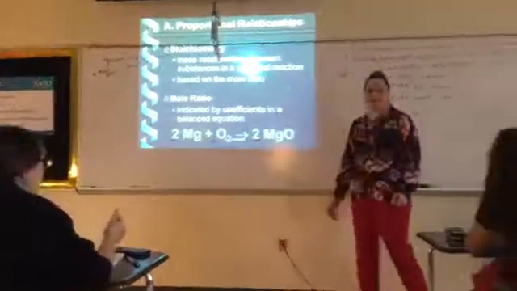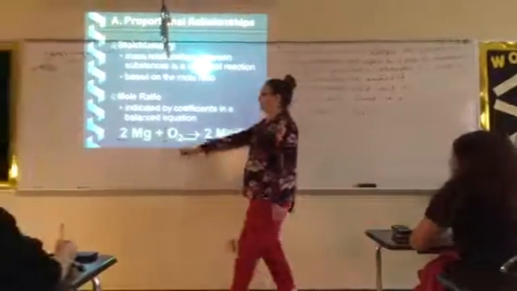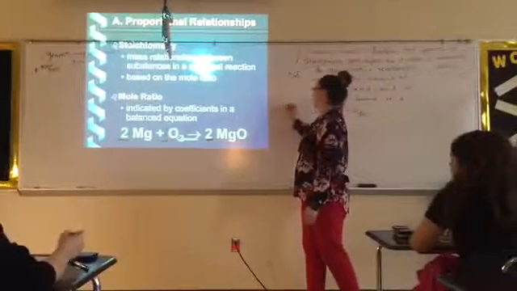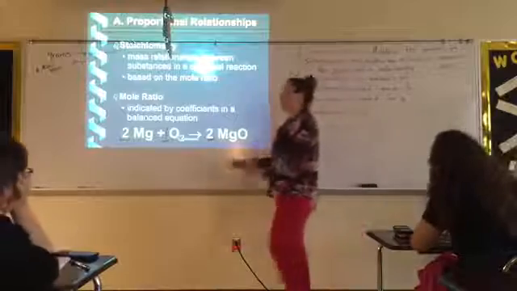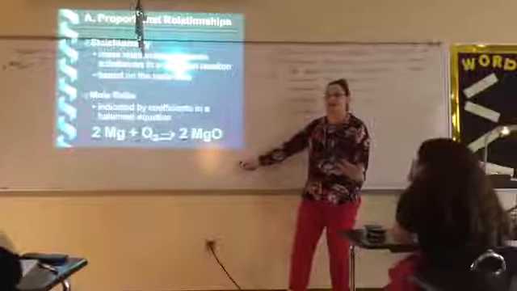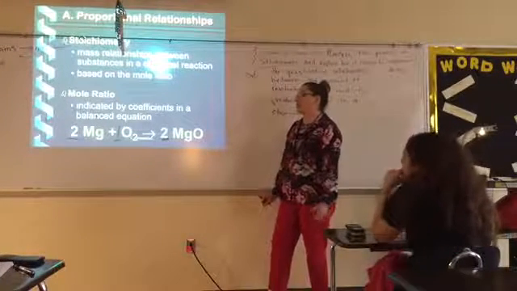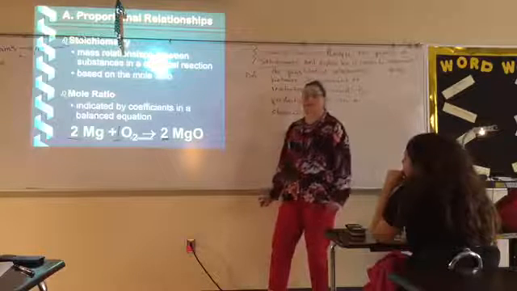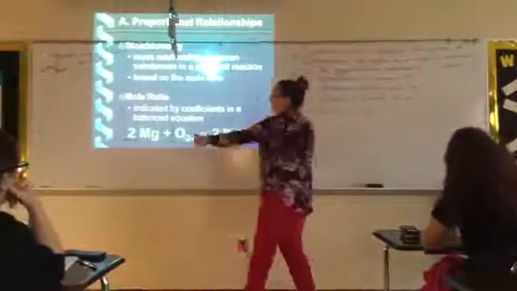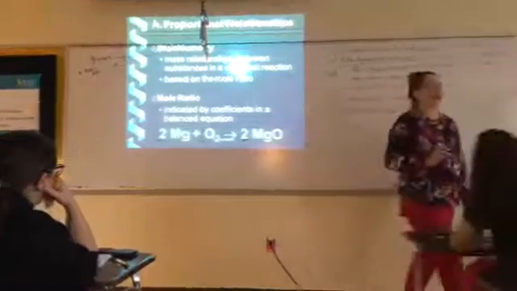Using the coefficients, 2 to... or, wait, for what? For magnesium to magnesium oxide. 2 to 2, okay? That means I need 2 moles of magnesium to produce 2 moles of magnesium oxide. That's what I'm saying, okay? What is the mole ratio of oxygen to magnesium? 1 to 2, right? I need 1 mole of oxygen to produce 2 moles of magnesium, okay?